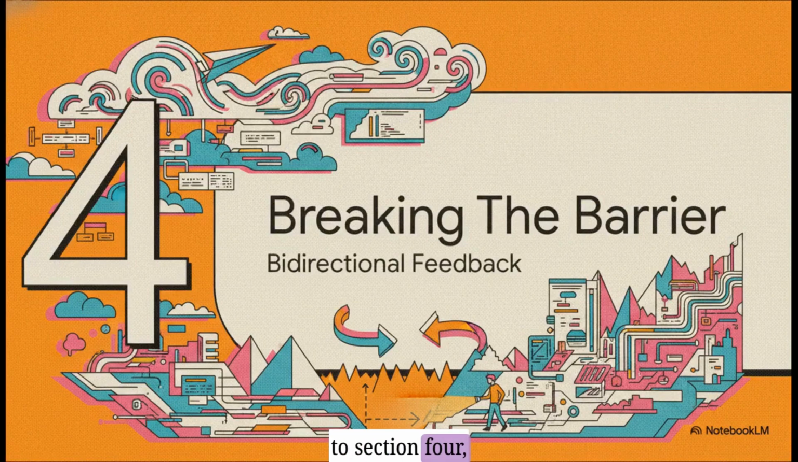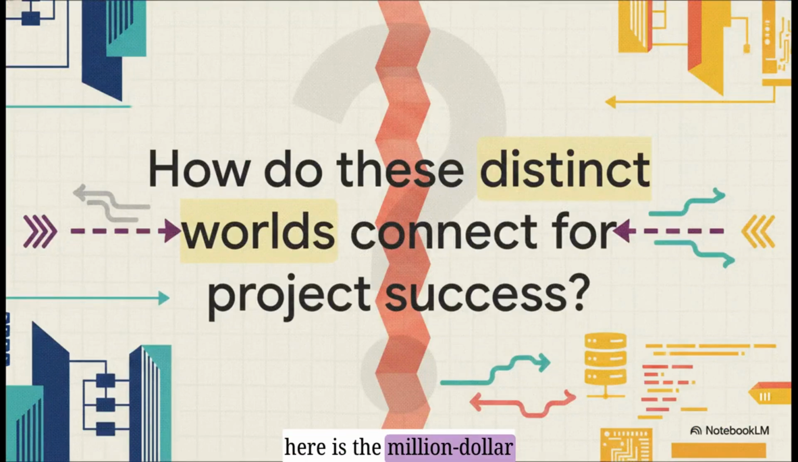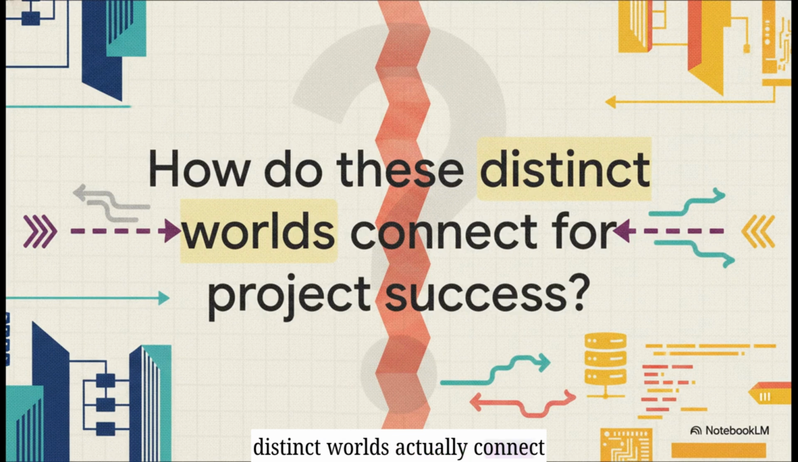Which brings us to Section 4, Breaking the Virtual Barrier. So here is the million-dollar question. How do these two completely distinct worlds actually connect to ensure a project is successful? Remember that virtual barrier we saw earlier? Well, if decisions only flow one way, from the architect down to the developer, the architecture almost always fails. The decisions an architect makes sometimes never even make it to the development team, and those necessary on-the-fly code changes that developers inevitably make, they rarely get communicated back up to the architect.